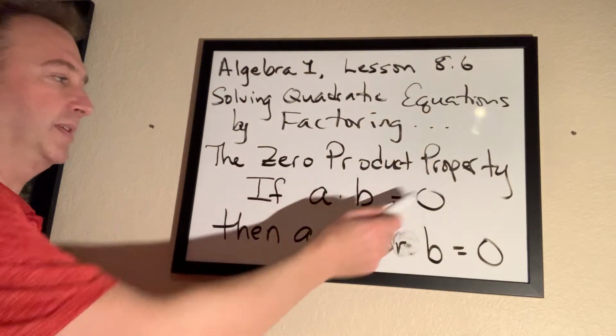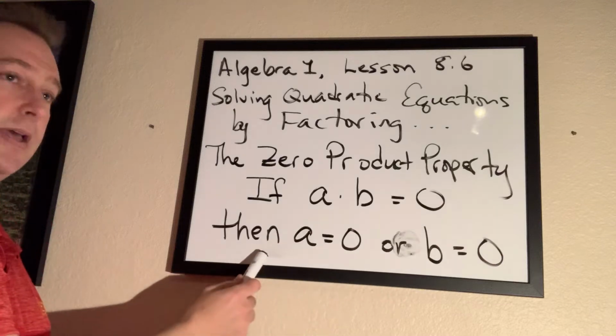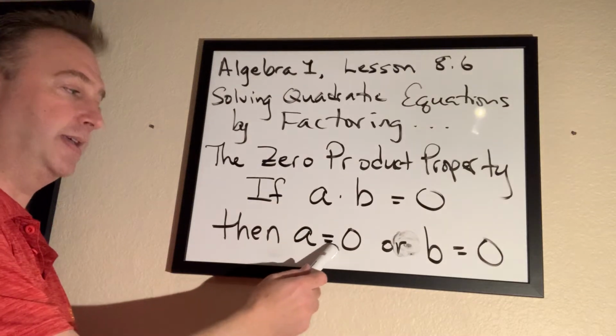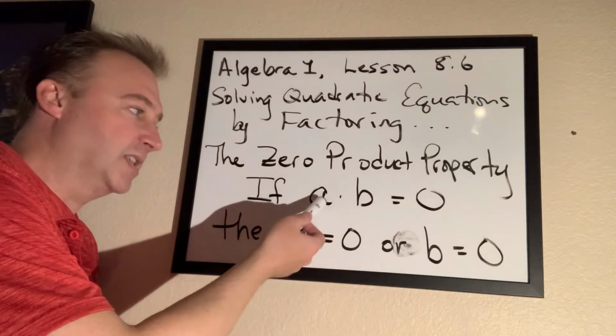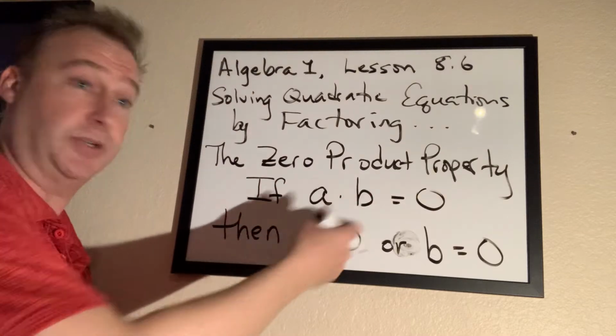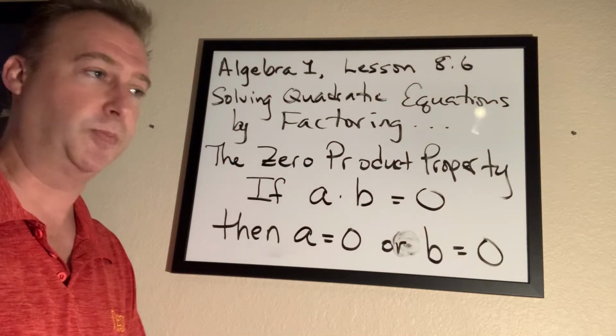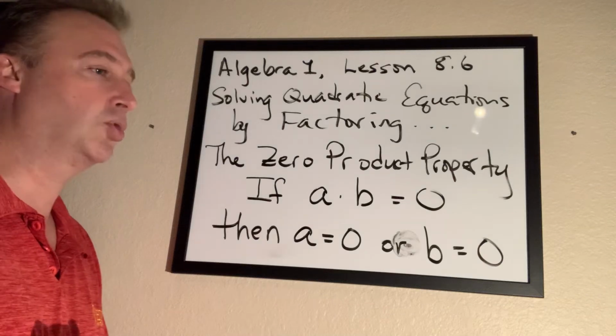The zero product property says, if a times b equals 0, then what must be true? Either a is 0 or b is 0. One of those expressions, one of those numbers, one of those factors has to be 0. Hope that makes sense, right? Very simple, elegant idea, but incredibly useful.